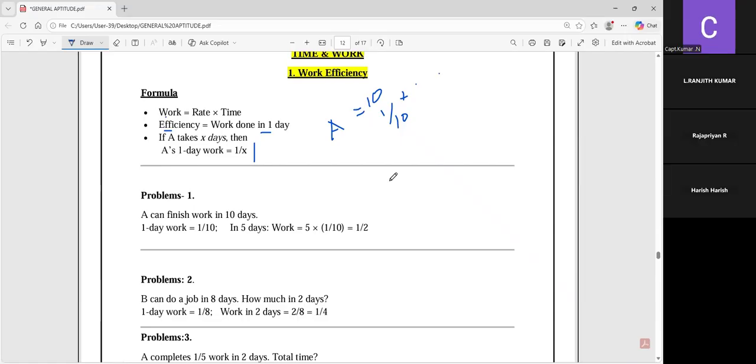Suppose 6 days, how much work is done? 1 by 10 into 6. That's all. So what happened? 3 by 5. 3/5 of the work will be completed.